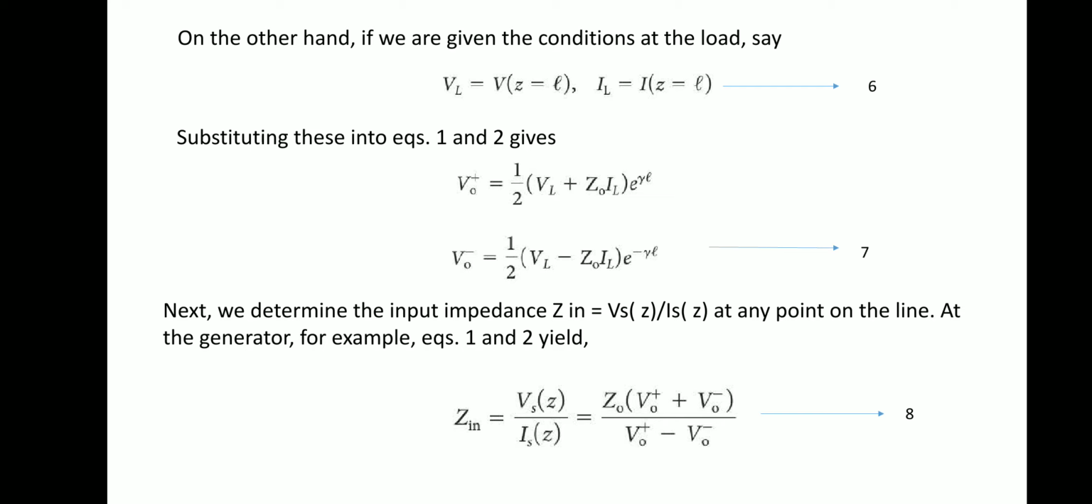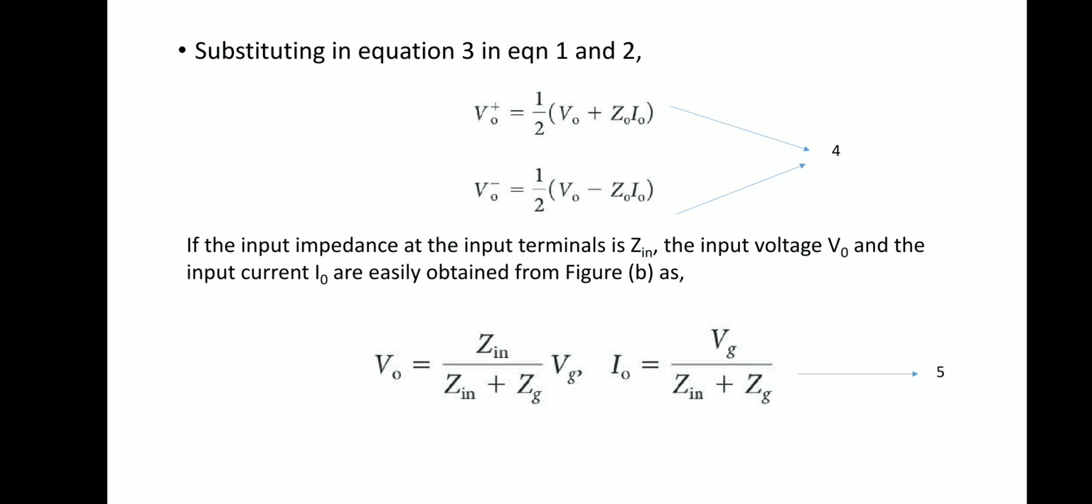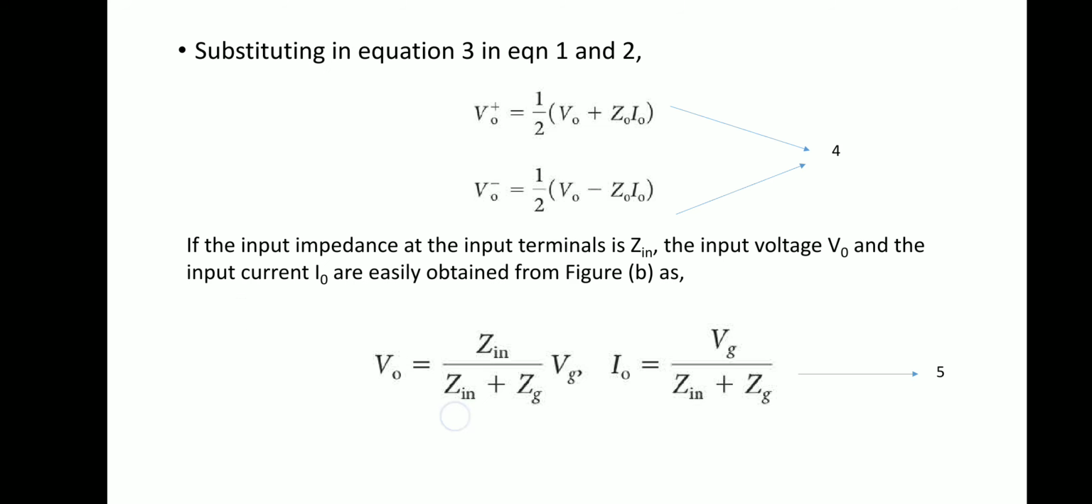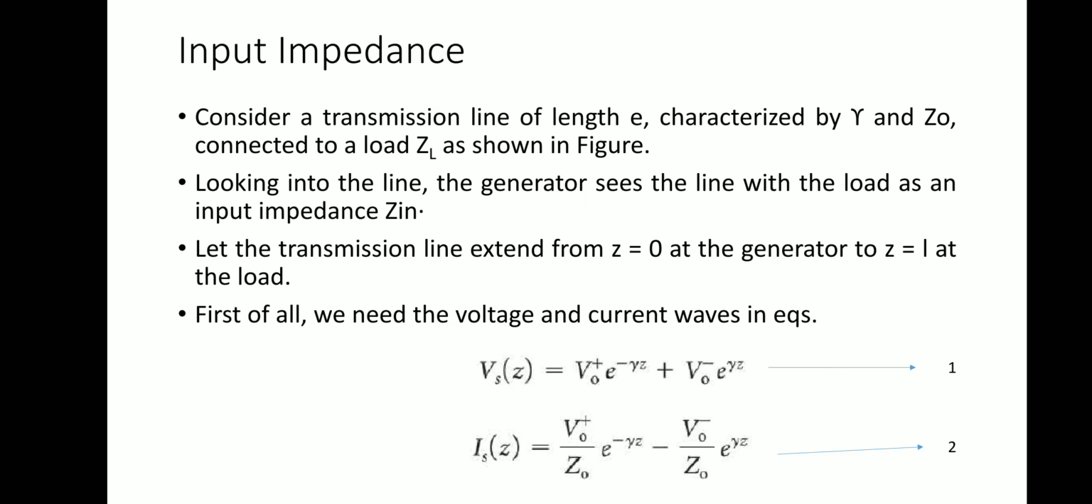Next we can find the input impedance. Input impedance is nothing but Vs of z by Is of z, the ratio of the voltage at any point to the current at that point, called Z in. So we can find it as Vs of z by Is of z, which is equal to Z0 into (V0 plus + V0 minus) by (V0 plus - V0 minus), that we obtain from this first equation, taking the condition at the generator side.